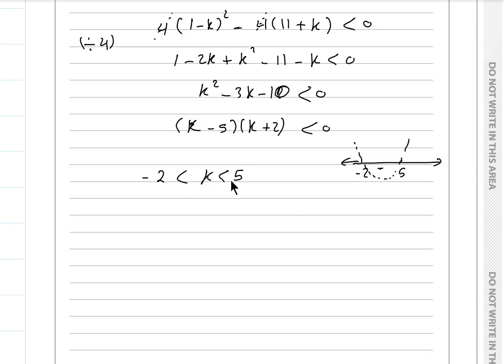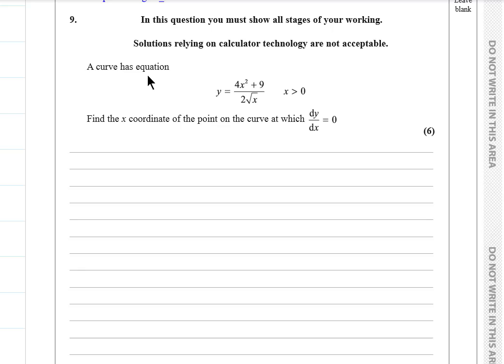Okay. Question 9. A curve has equation y equals this, x is positive. Find the x-coordinate of the point on the curve at which dy by dx equals 0. Oh, very nice. Okay, first we must split this fraction into two fractions. I will write 4x squared divided by 2x power half, right? And then plus 9 over 2x power half. This is y itself, okay?